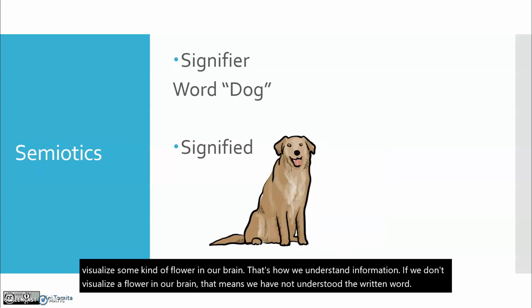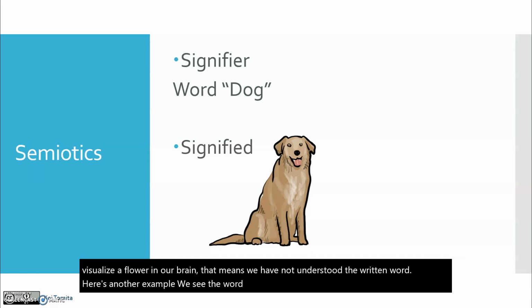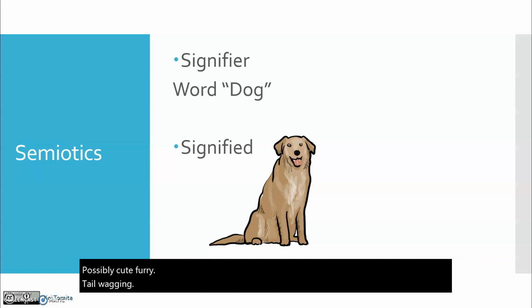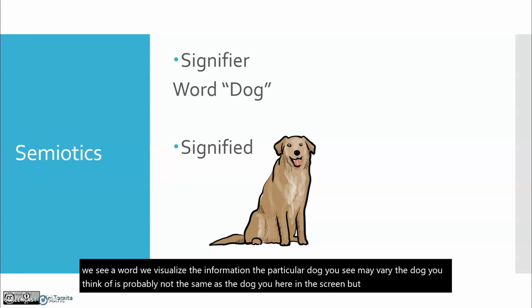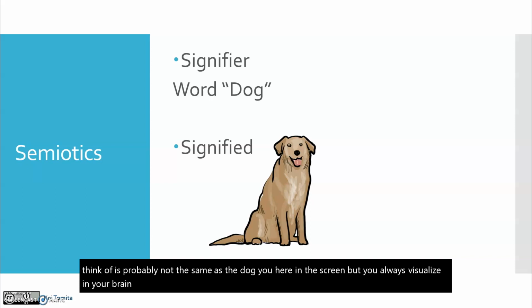Here's another example. We see the word dog. What do you visualize? Something with 4 legs, possibly cute, furry, tail wagging, man's best friend. Maybe you think of your own dog in your house. Yet, the deal is here, anytime we see a word, we visualize the information. The particular dog you see may vary. The dog you think of is probably not the same as the dog you see here on the screen, but you always visualize in your brain somehow a dog. That's what we mean when we understand textual information.